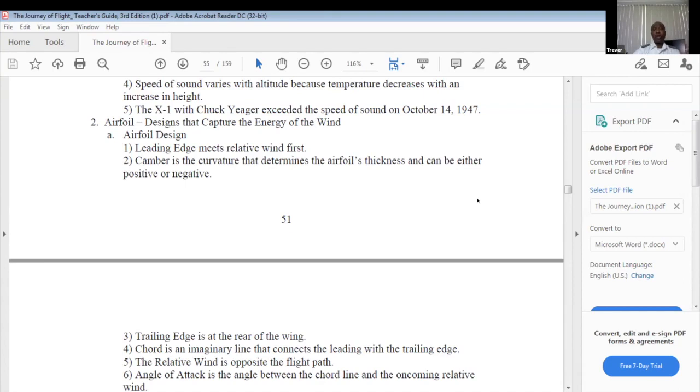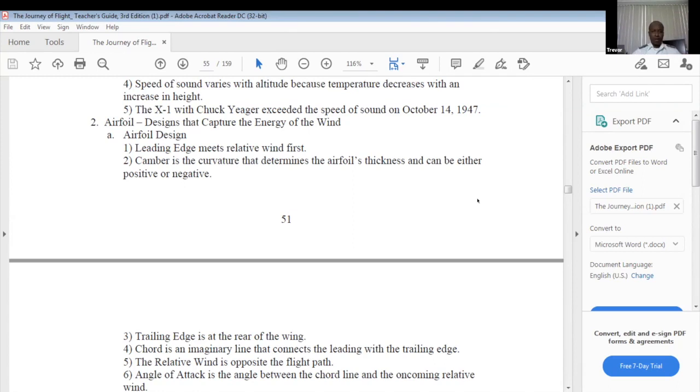So the thinner the wing is, the faster it will move through the air. Just like looking at a Cessna wing versus an F-16 wing. The F-16 wing is much flatter, while the Cessna is thicker.